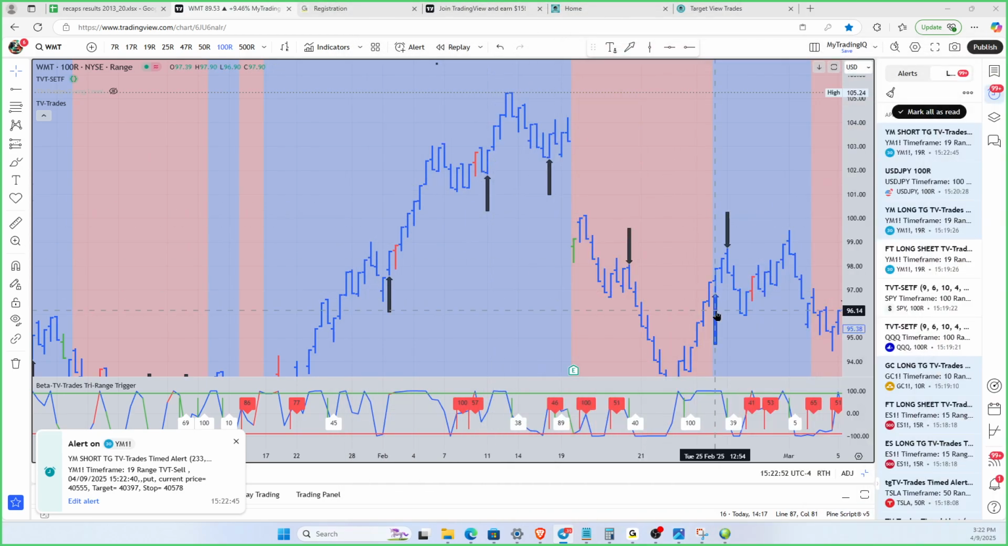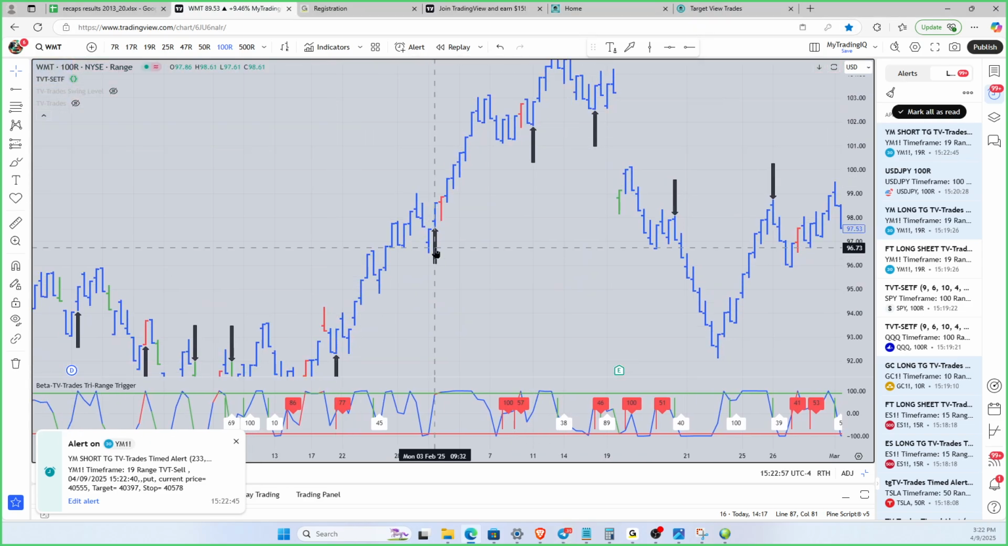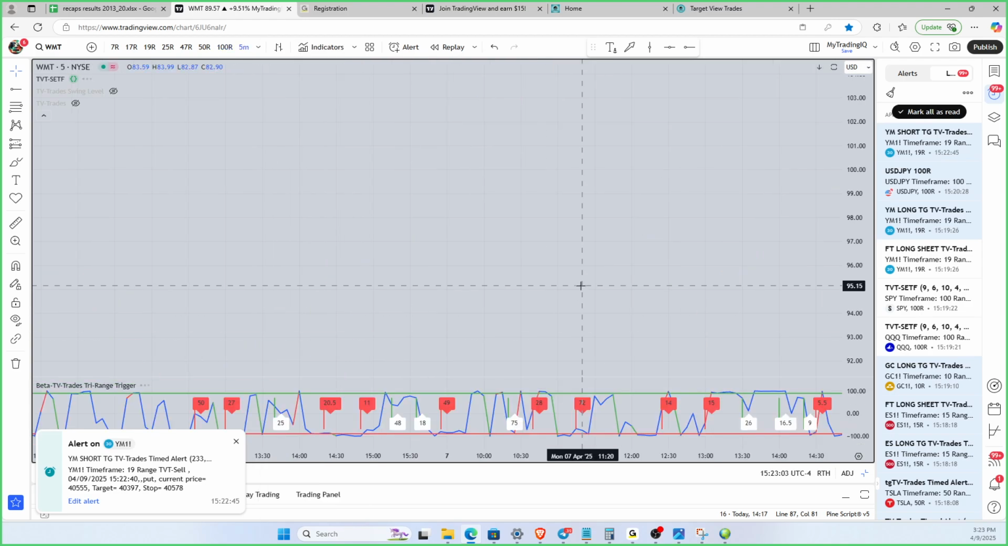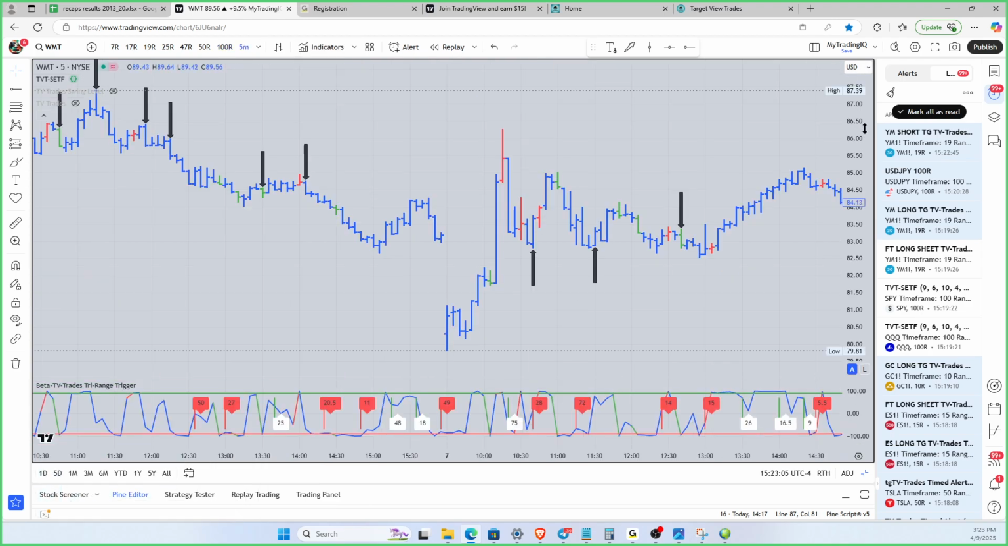Okay, but this thing that I'm showing you right now, you can use on pretty much anything. Like I have it on 100 range here, and I showed you on the 500 range, but you can also use it on a minute chart if you want to. Though I recommend using it on range charts all the time because you know what the risk is every time. But you can see it works pretty well with just using it here as well.